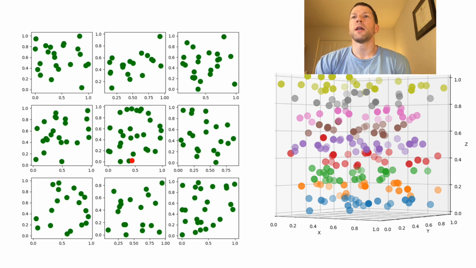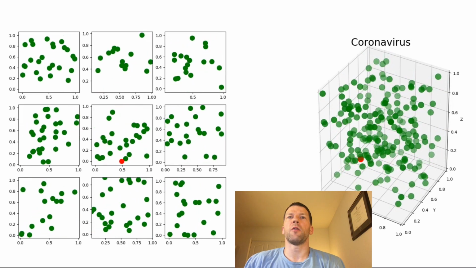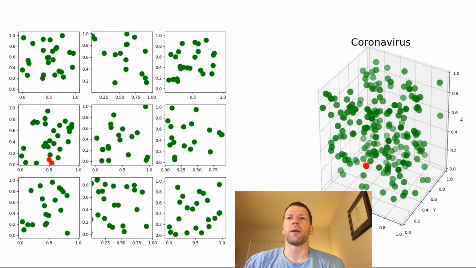So as particles stay in sort of the plane, they'll stay in one of the 9 drawings, but then as they move up and down, they'll change into which 2D image they're in. Let's keep our attention on the red dot in the center pane.